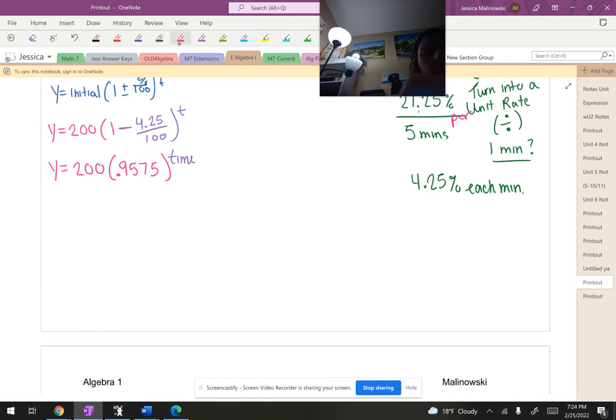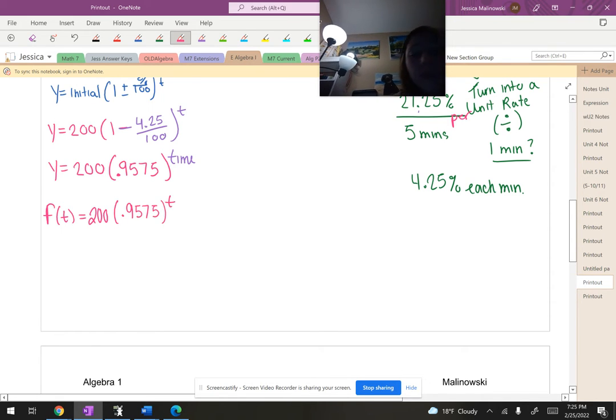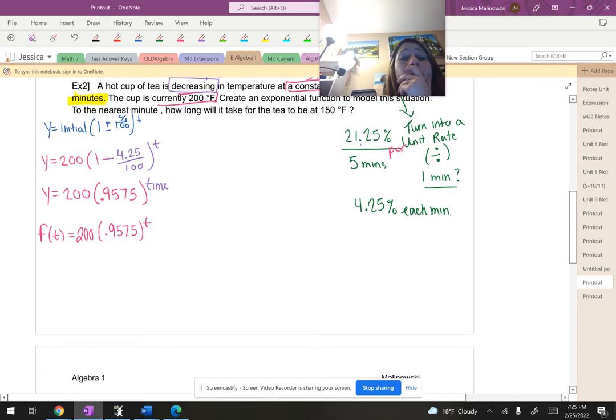And again, I'm going to take one more step and turn that into function notation. If I have any say in it, you will not lose credit if you don't write this in function notation, but better safe than sorry.